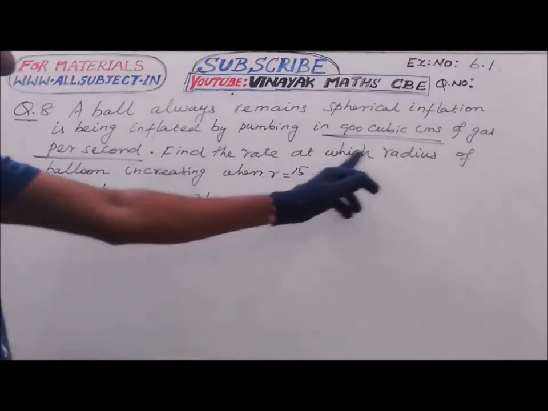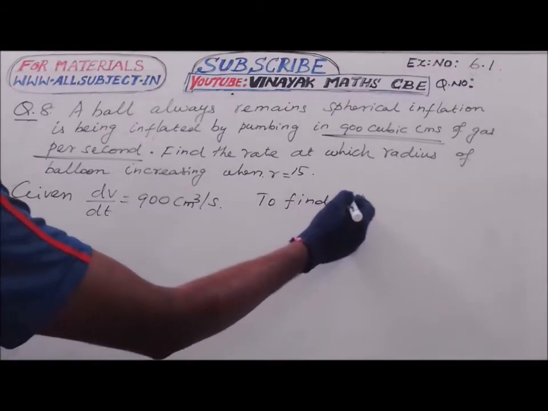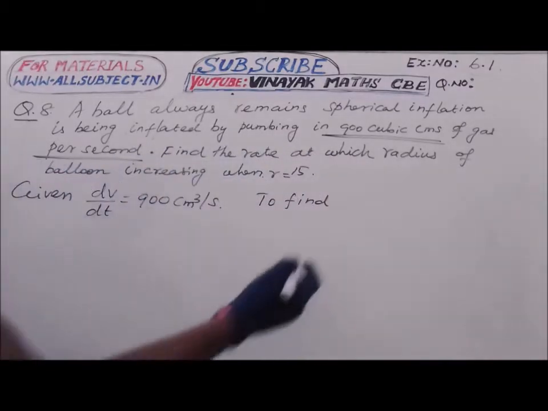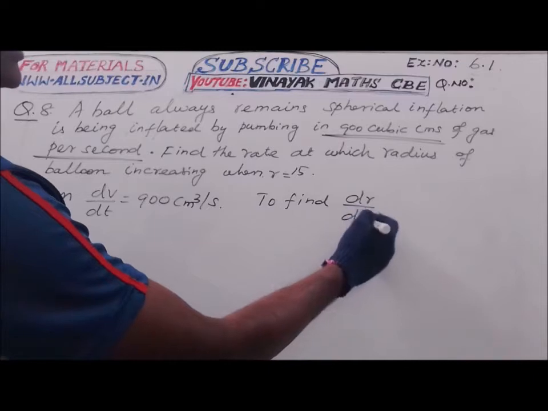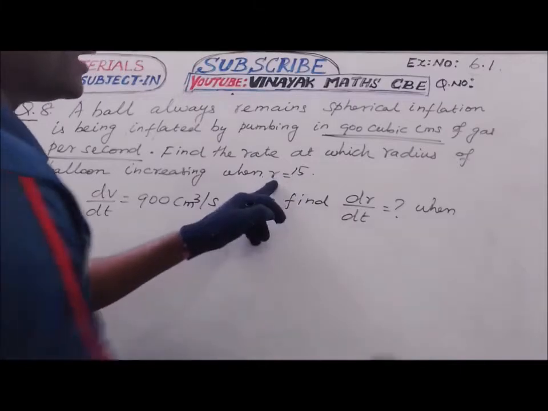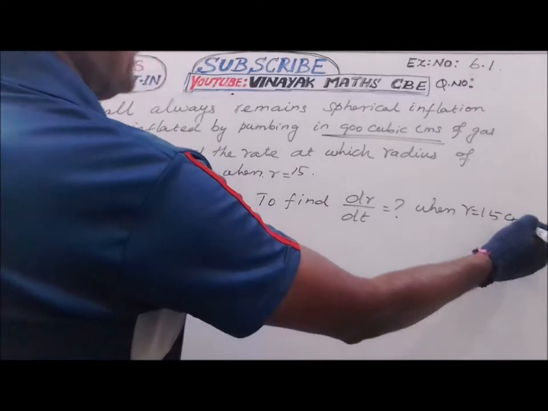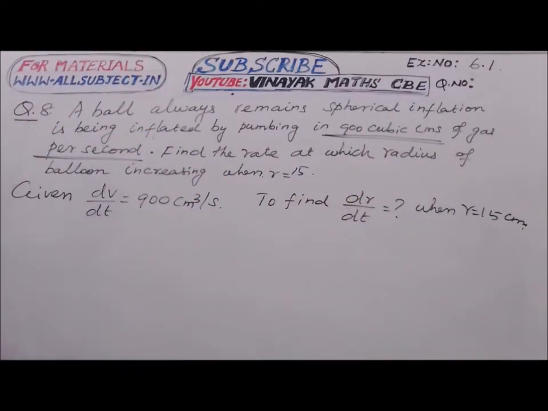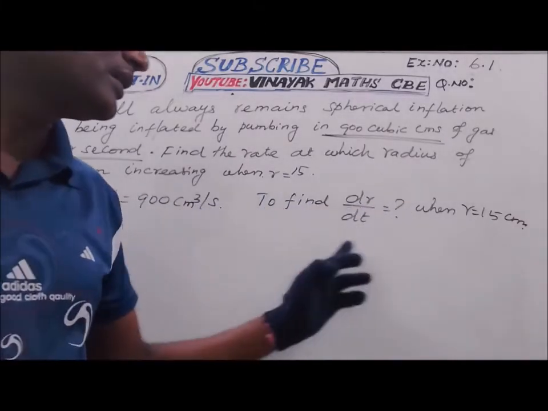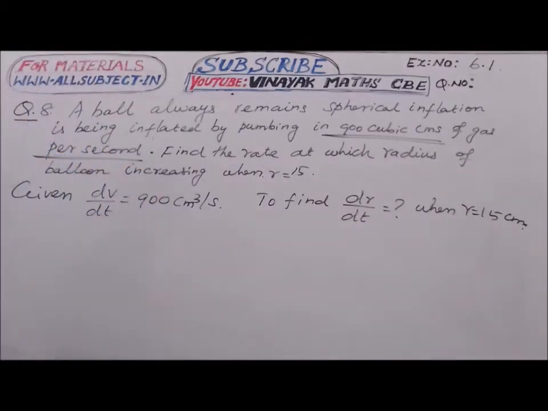And we need to find the rate at which the radius of the balloon is increasing. That means dr by dt. We need to find dr by dt when r equals 15 centimeter. The rate of change of volume is given, and we need to find the rate of change of radius with respect to time t when r equals 15 centimeter.